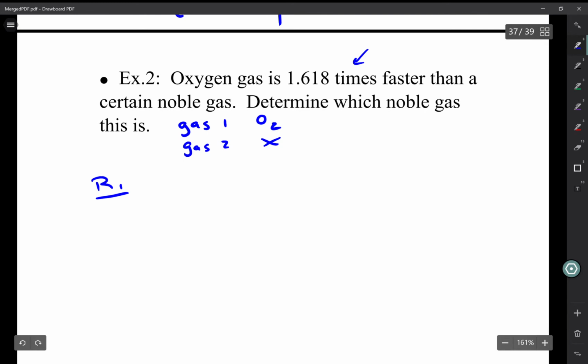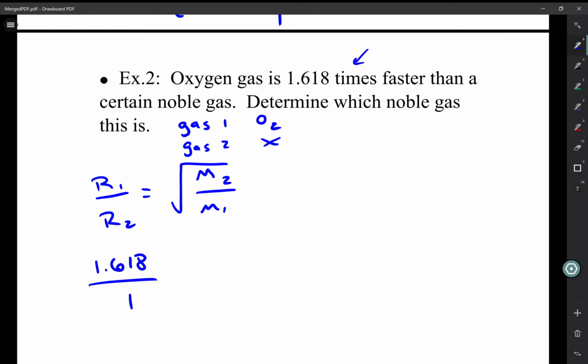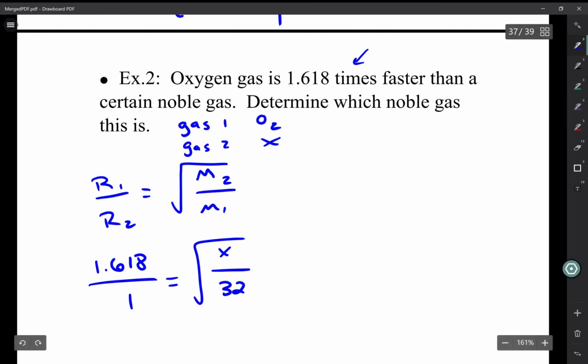All right, so let's calculate this out. R1 over R2 equals square root of M2 over M1. So R1, 1.618, over R2, which is 1. Molar mass 2, we don't know, we're trying to find that, over M1, which is oxygen. Remember, oxygen's O2, which is 32. All right, so use your math knowledge. How do we do that? What's the next step?